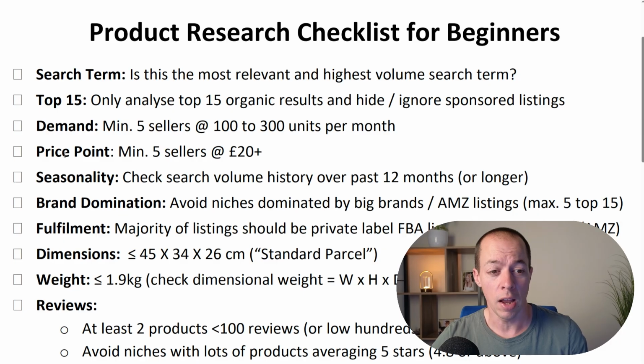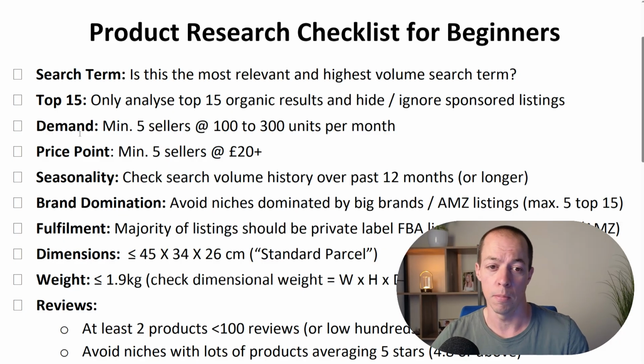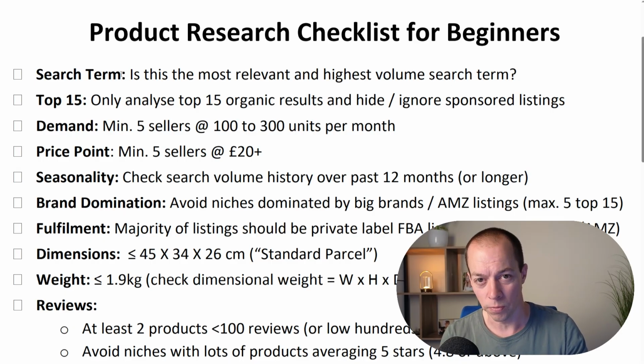And as we go through this, if anything needs additional explanation, I'll take you over to Amazon to show you what I mean. So the product research checklist for beginners. First, the search term. Before you start your analysis, you need to make sure you're analyzing the correct search term. Is it the most relevant search term, and is it the highest volume as well?